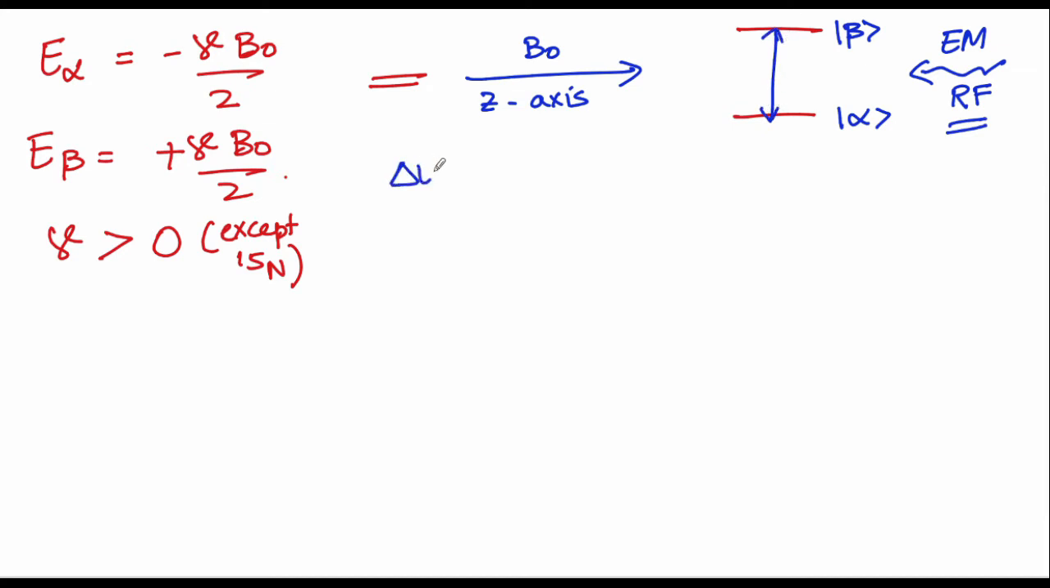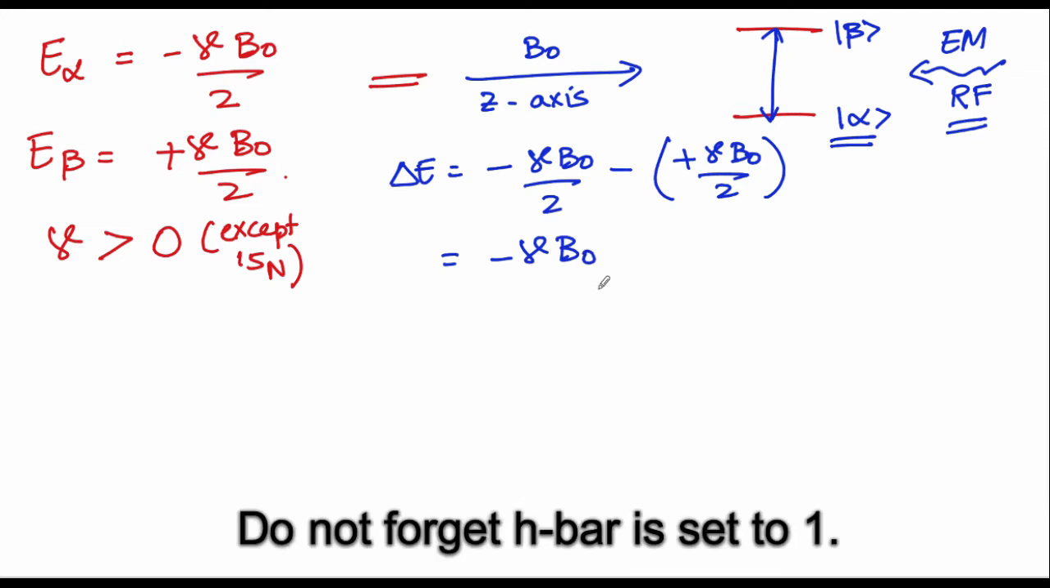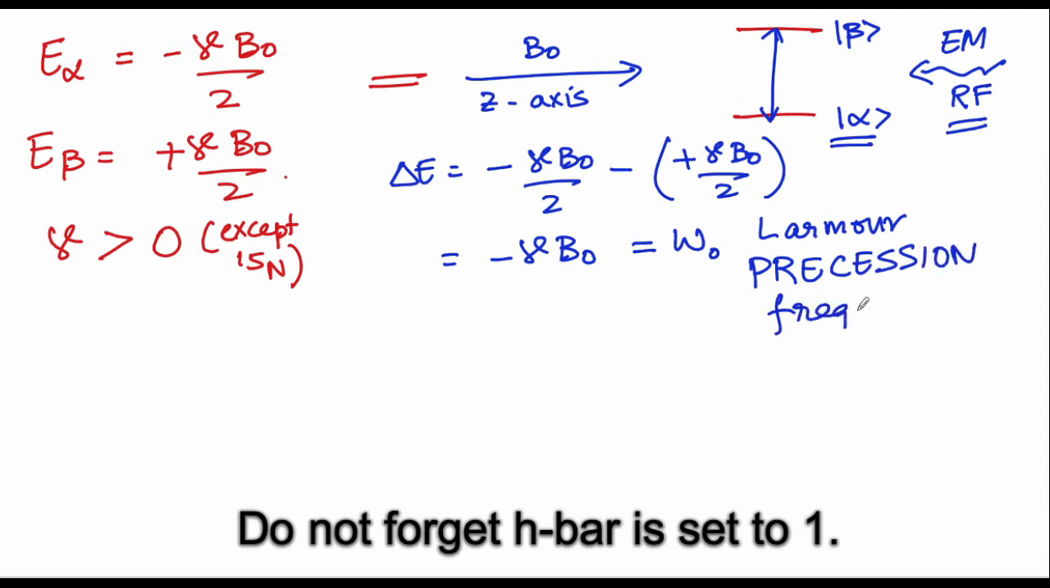So therefore the delta E between these two states is the energy of alpha minus that of beta. So minus gamma B naught by 2 minus plus gamma B naught by 2, which will end up being minus gamma B naught. And this will be from here on referred to as omega naught, and this is what is called the Larmor precession frequency.